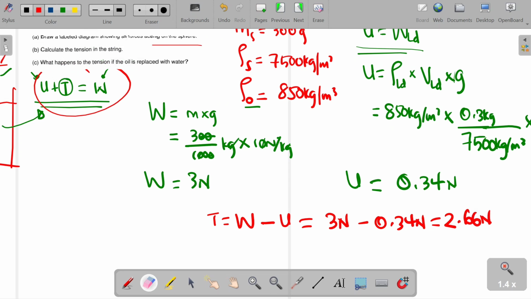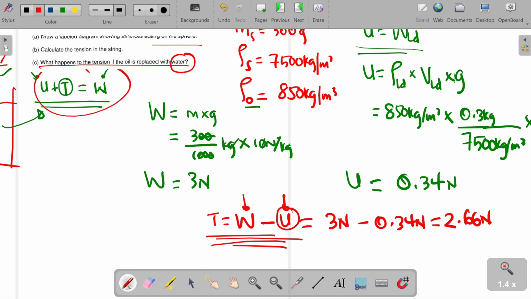The final question is saying, what happens to the tension if the oil is replaced with water? For you to understand that, you have to realize that this equation tells you exactly how tension relates to weight and the upthrust. If you change the fluid, what will change is not the weight of the object. The weight of the object will be intact, it will be the same, 3 newtons. But what will change is the upthrust it experiences, because now the liquid has changed and the density has changed.